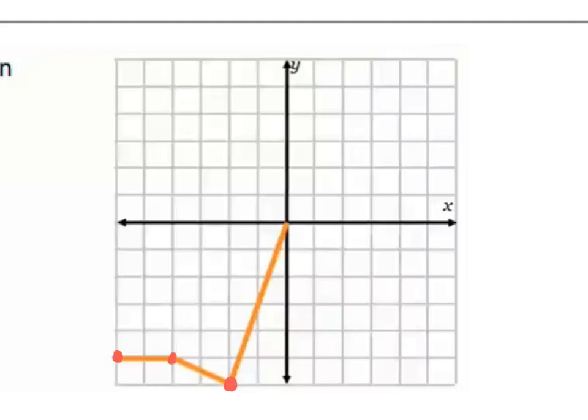This is the point, we'll call this negative 2. What do we got? 1, 2, 1, 2, 3, 4, 1, 2, 3, 4, 5, 6. This is the point negative 2, negative 6. This is the point negative 4, negative 5. And then this point over here is negative 6, negative 5.